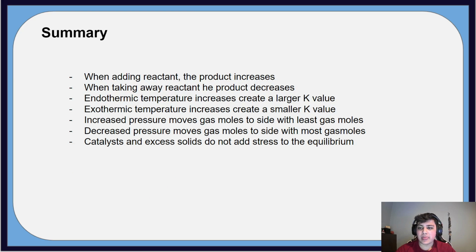Summary: when adding reactant, the product increases. When taking away reactant, the product decreases. Endothermic temperature increases create a larger K value, and exothermic temperature increases create a smaller K value. Increased pressure in the equilibrium moves gas molecules to the side with the least gas molecules. Decreased pressure in equilibrium moves gas moles to the side with the most gas moles.